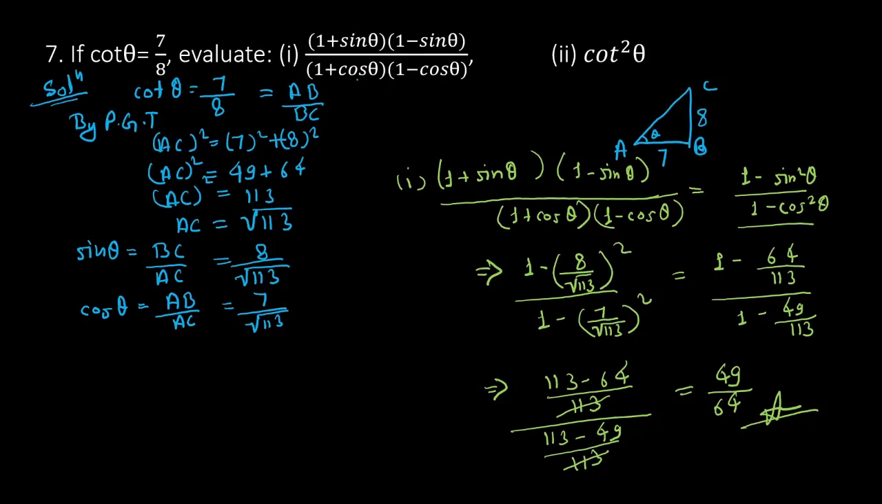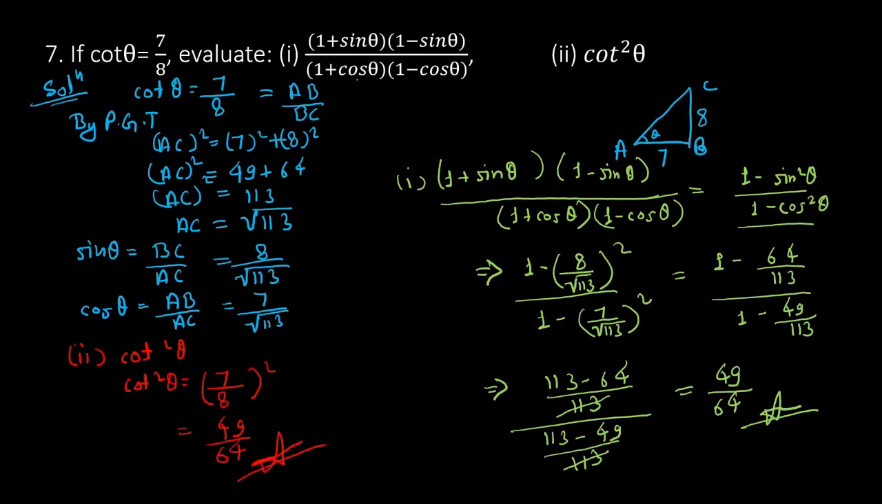Now we have to find cot square theta. So cot square theta equals 7 upon 8 whole square. It is very simple. 7 7s are 49 and 8 8s are 64, because cot theta's value is already given in the question, and this one is the answer. Now this question is solved.